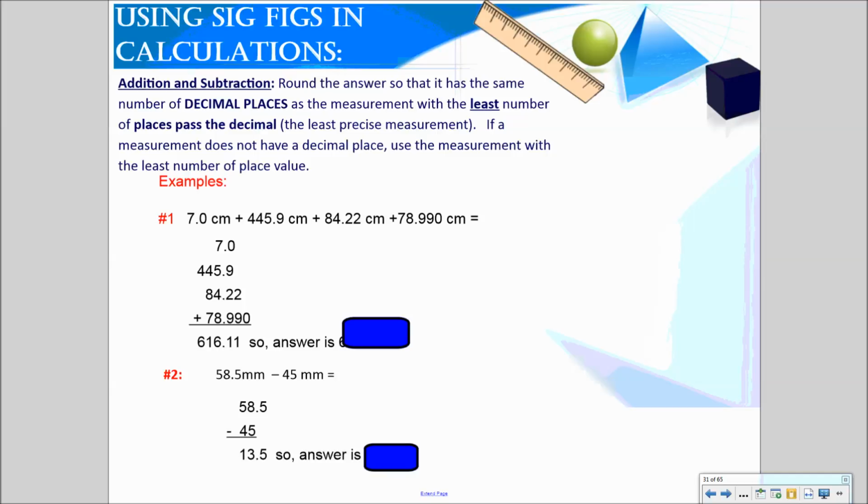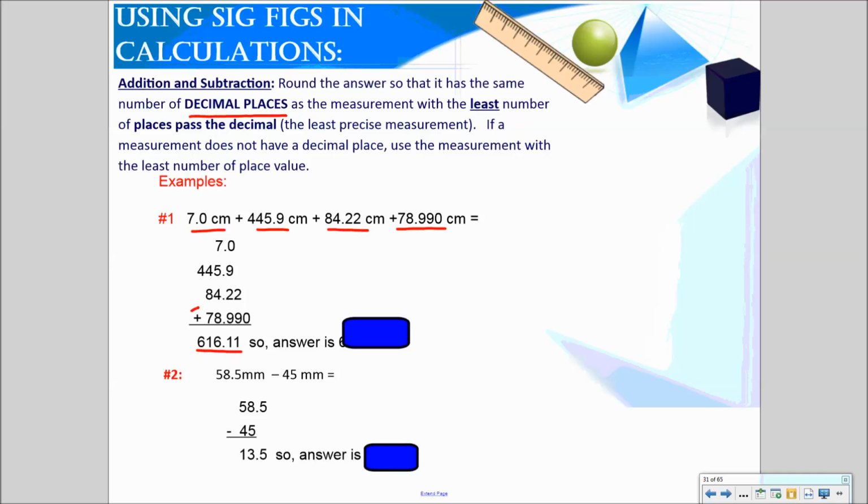When we are doing math with significant digits, we have special rules that go with adding and subtraction as well as multiplication and division. So when you're adding or subtracting, you're going to round the answer so that it has the same number of decimal places as a measurement with the least number of places past the decimal. This would be the least precise measurement. If a measurement does not have a decimal place, use the measurement with the least number of place values.